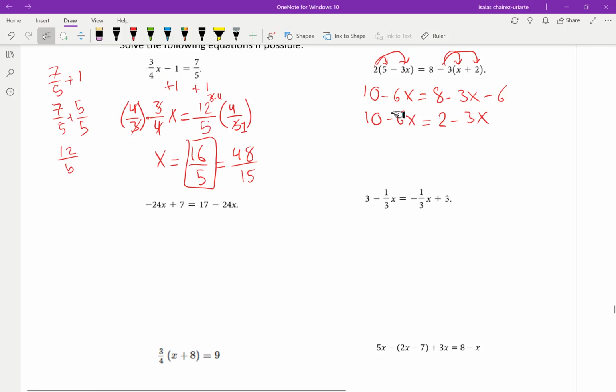So I'm going to add 6x to both sides. So I'm going to do this, plus 6x, plus 6x, then I'm going to do minus 2 and minus 2. Okay, so on the left hand side I should have 10 minus 2, that's 8. And on the right hand side I have negative 3x plus 6x. Well, that's positive 3x. And the last thing I'm going to do is divide everything by 3, or multiply everything by 1/3. So we end up with x equals 8/3.